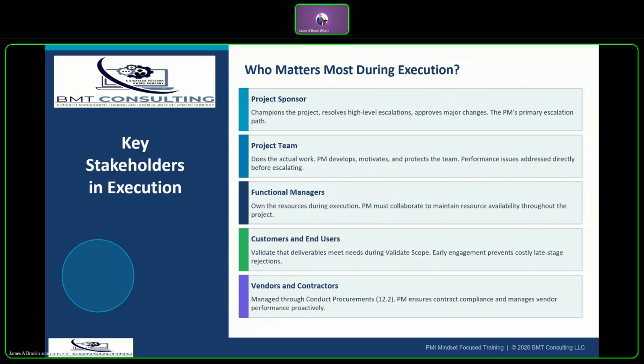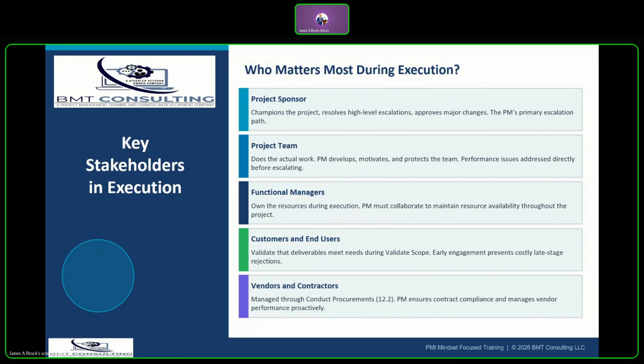Next, you have the project team. The team is your most important execution asset. Your job is to remove obstacles, develop capabilities, which is task 9.4, resolve conflicts, which is task 9.5, and protect the team from disruptive external interference. Trust between the PM and the team is built through consistent behavior, clear expectations, and full-on recognition.